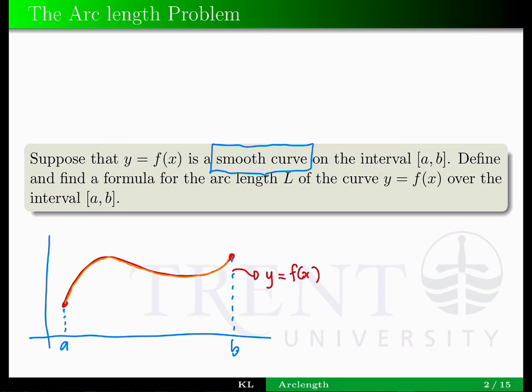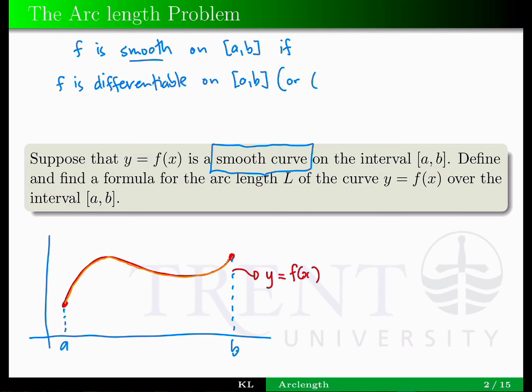Now, we have a terminology that I want to define here: smooth curve. So what does this mean? We say that f is smooth on [a, b] if f is differentiable on the open interval (a, b), and that the derivative of f is continuous on the interval [a, b].